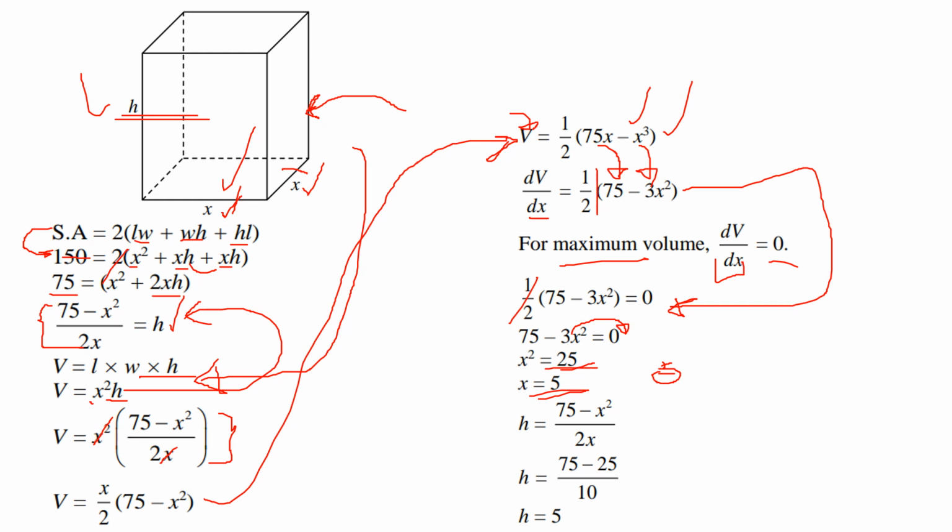So we find the value of h, since we have already found the expression for h. We record back the expression for finding the value of h, which we already got here. Substituting for x, we end up with 75 minus 25 divided by 10. That is the same as 50 divided by 10, to get you 5 centimeters as your height.